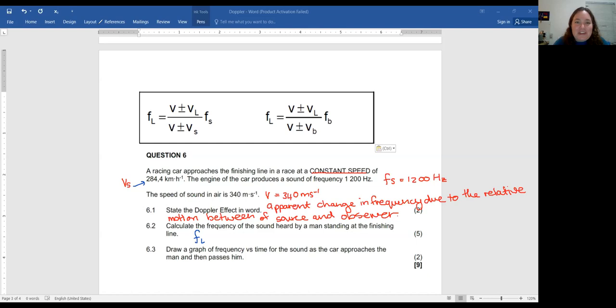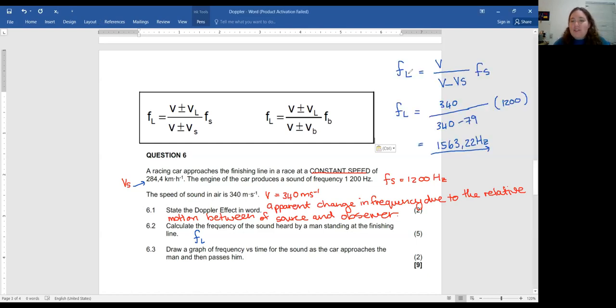All right, so let's just quickly share again. First thing we had to do was realize that they were approaching each other because he's waiting at the finishing line. So the car is coming towards him, which means that the frequency will be higher, which means that the denominator must be smaller so that the frequency is higher. So that means we're doing a minus. A value divided by a smaller number gives us a bigger frequency. You had to convert this value into meters per second by dividing by 3.6. So please remember, kilometers per hour to meters per second is a divide by 3.6. Once we did that, we ended up with 79. So 340 divided by that value times 1,200 gave me that the frequency heard by the man standing at the finishing line is 1,563.22 hertz.